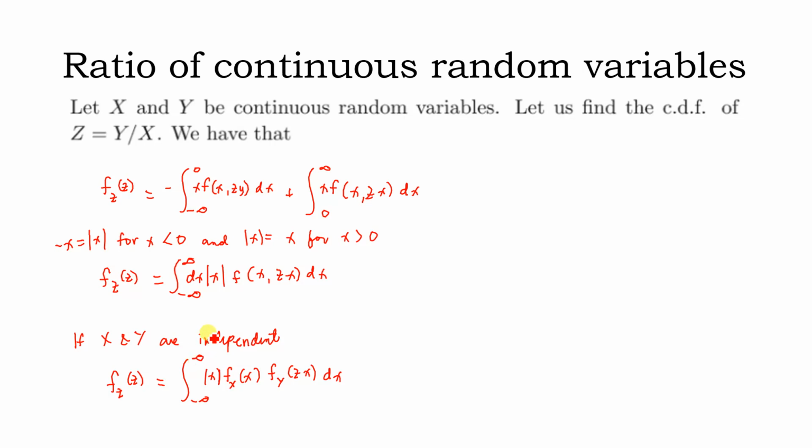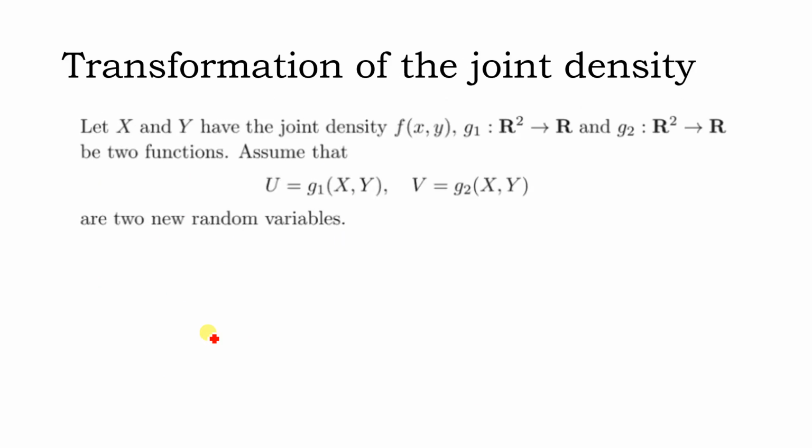Okay, so let's have the transformation of the joint density. So let X and Y have the joint density f of xy, and g sub 1 from R squared to R and g sub 2 from R squared to R be two functions. Assume that U equals g sub 1 of xy and V equals g sub 2 of xy are two new random variables.